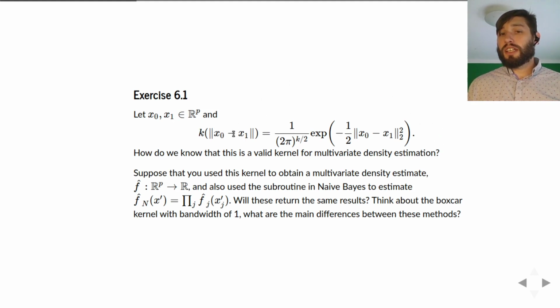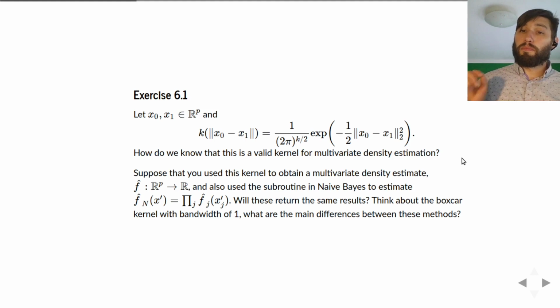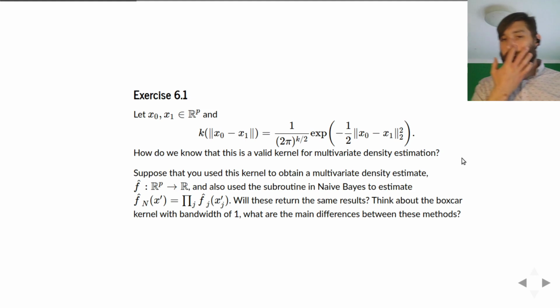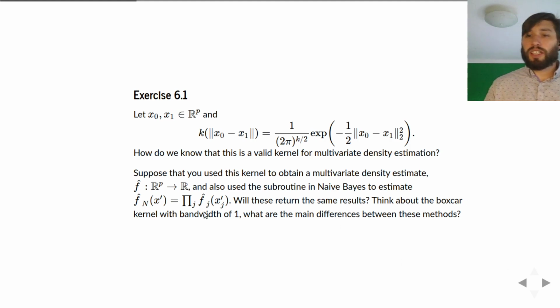But the kernel being the PDF, the probability density function for independent Gaussians, does not mean that the multivariate density estimate that you get from this is going to be a factorized density. It certainly won't. And so we can see an example of that if we look at the boxcar kernel.